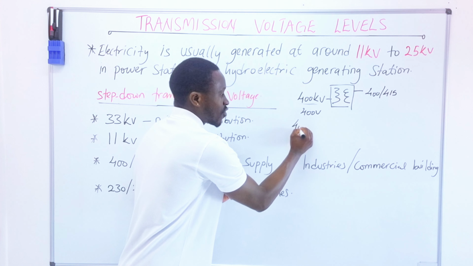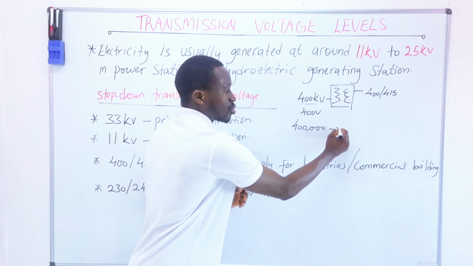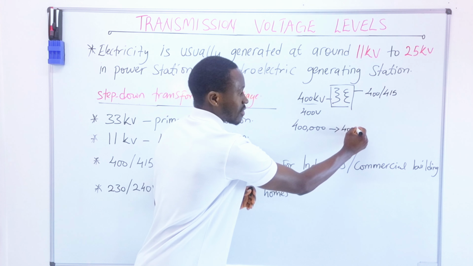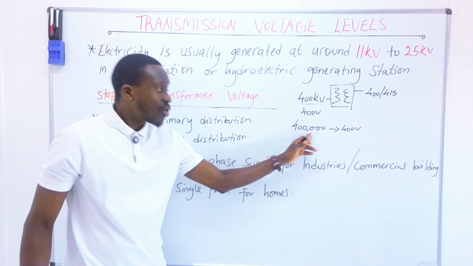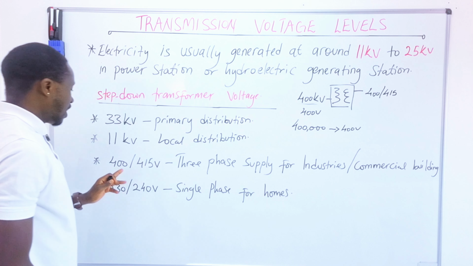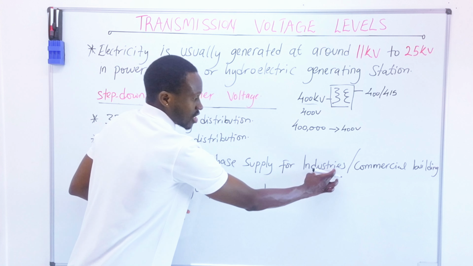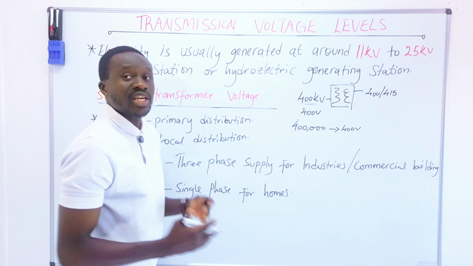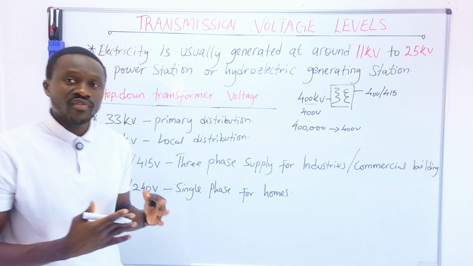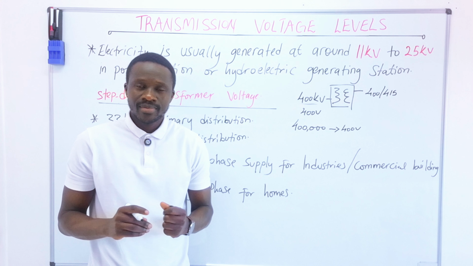Check this, from 400,000 to 400 only volts. This is 400,000, this is 400. Now this is what the factories use. Industries, factories, they use the 400 volts or 415 volts. That is the three-phase system.